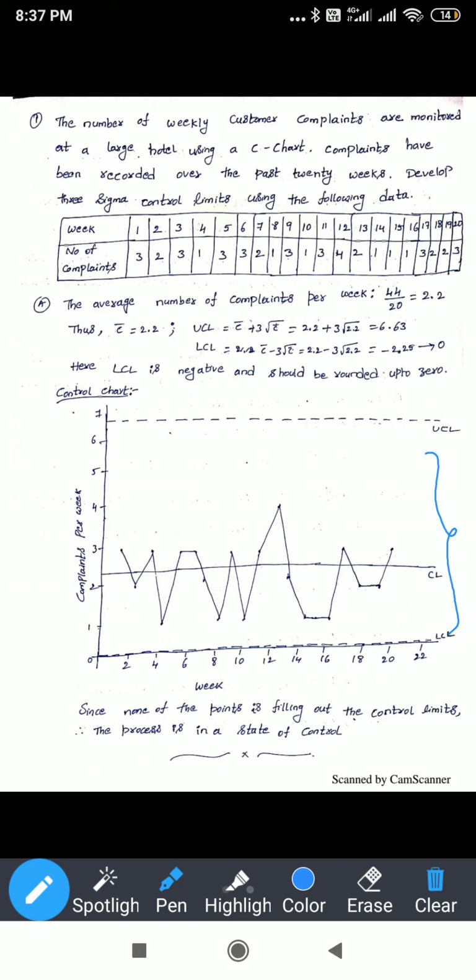So, we completed the P chart, NP chart, and C chart. The difference between the charts is that for the P chart and NP chart, the question mentions defective, and for the C chart, the question mentions defect. These are the differences between them. So, from this, we conclude statistical quality control.